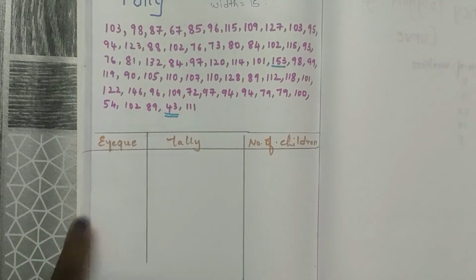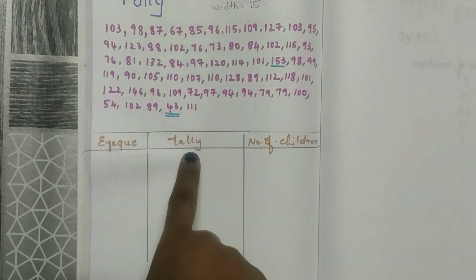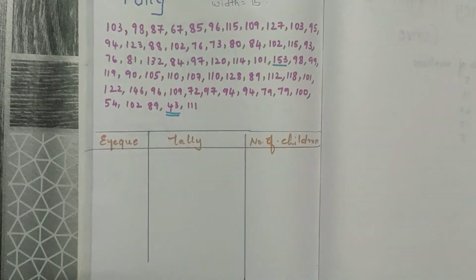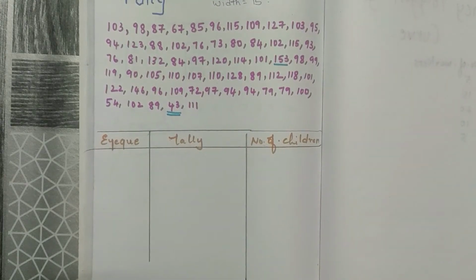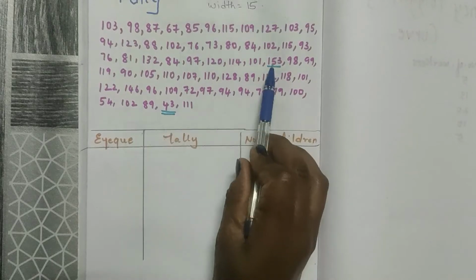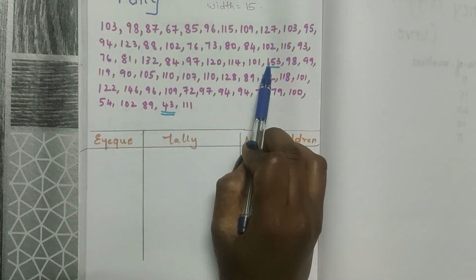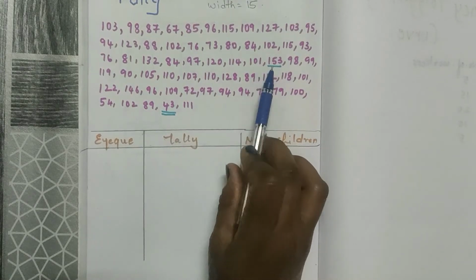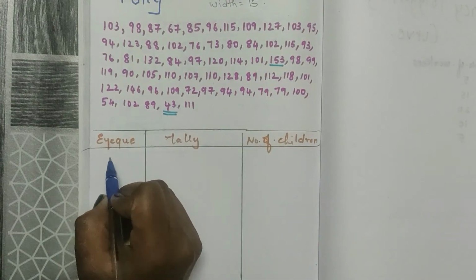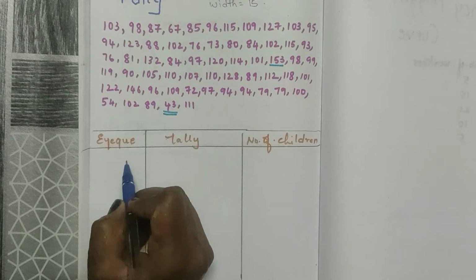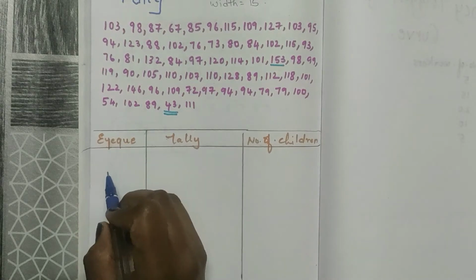So these are the IQ levels of the children, and this is the tally we are going to do, and this is the number of children. If you see here, I have highlighted two things. This is the smallest number from these values, and this is the largest number from these values. So I can also start from 0 to 10, 10 to 20. We can do it like this, but you have to remember one thing.